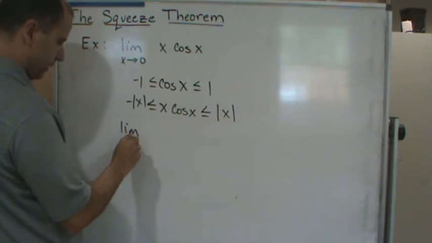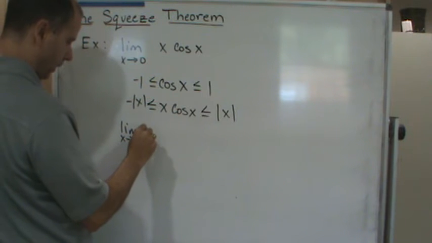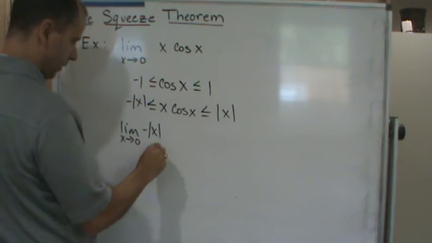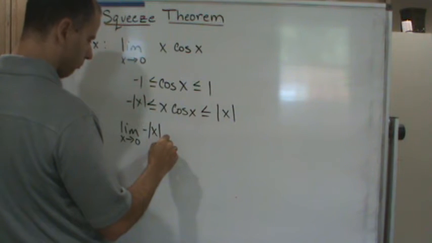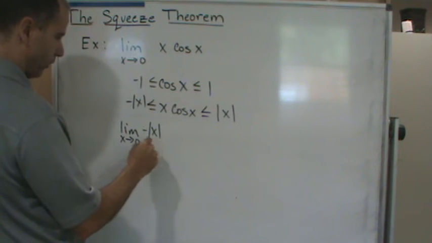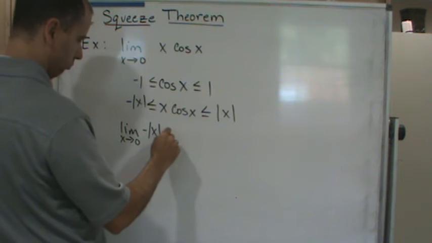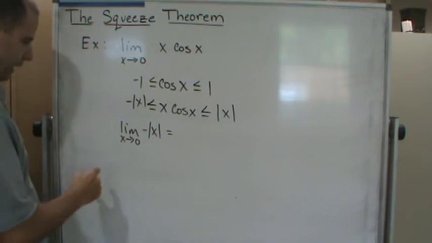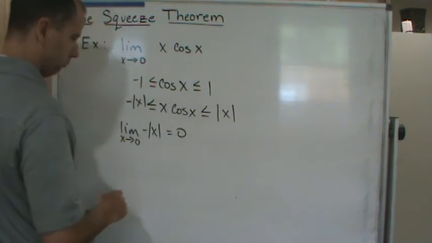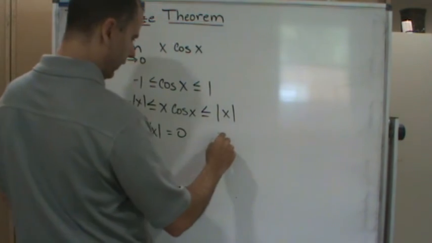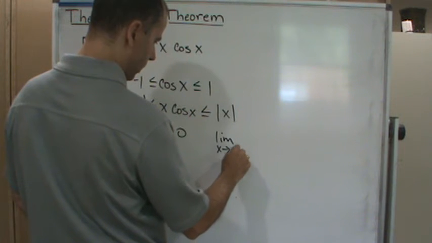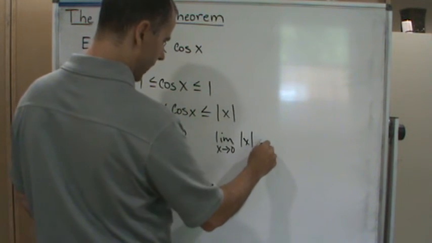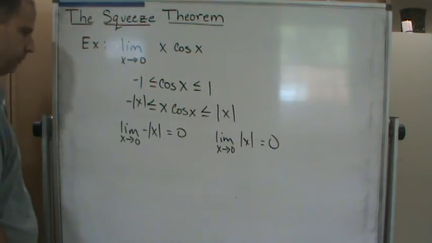So if I take the limit as x approaches 0 of the negative absolute value of x, what is that going to equal? Well, as x approaches 0, that's going to be 0. Well, what about over here? I take the limit as x approaches 0 of the absolute value of x. Well, that also is going to 0.